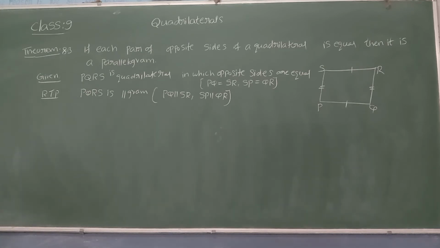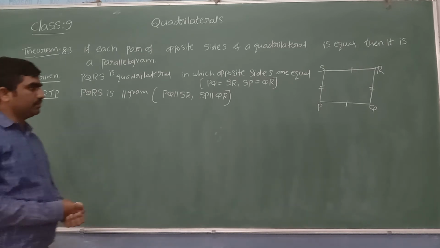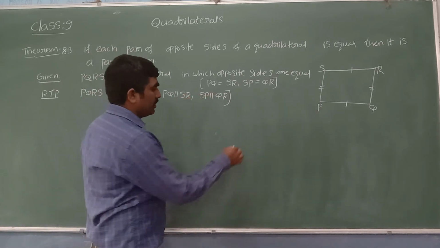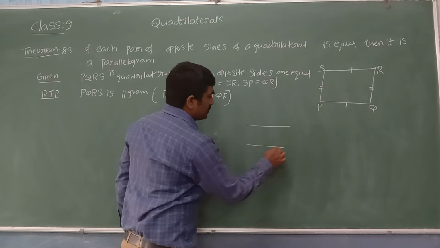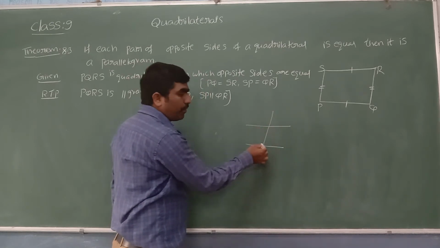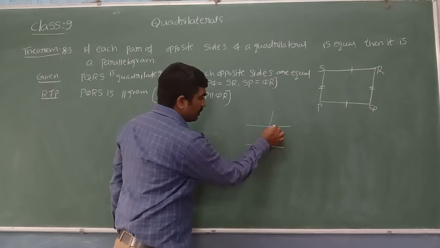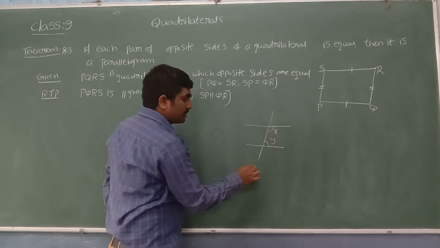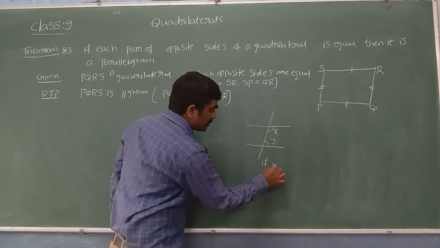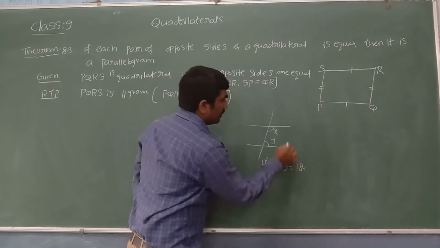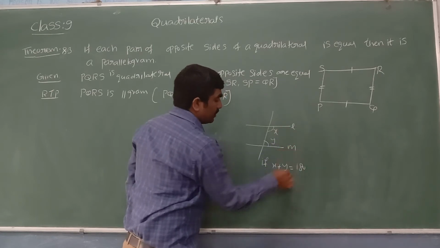Now think about the proof. How can I prove this? When can we say lines are parallel? Suppose I have two lines and a third line intersects those two lines at two different points. This angle I'll take as x, and let me take this one as y. If x plus y is equal to 180, let me take the lines L and M.